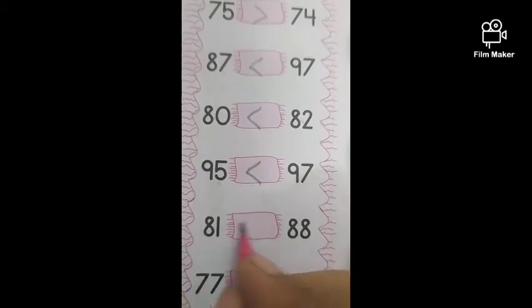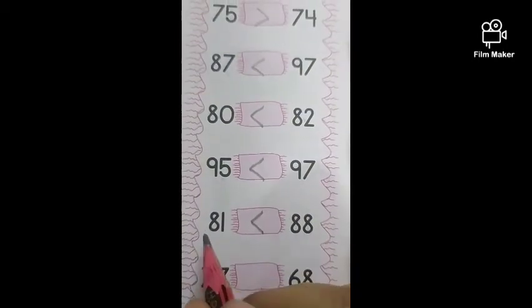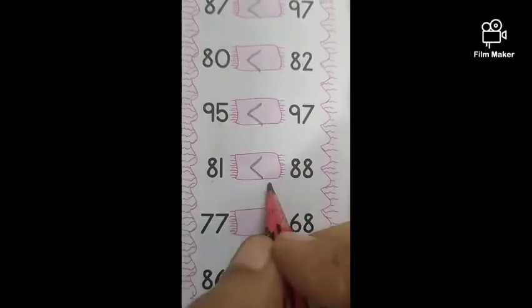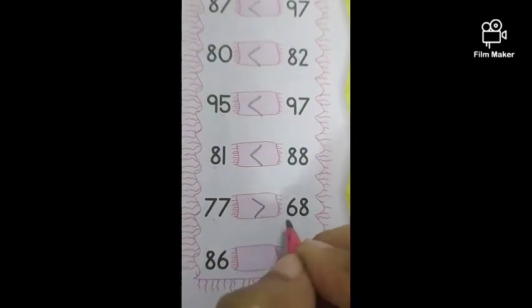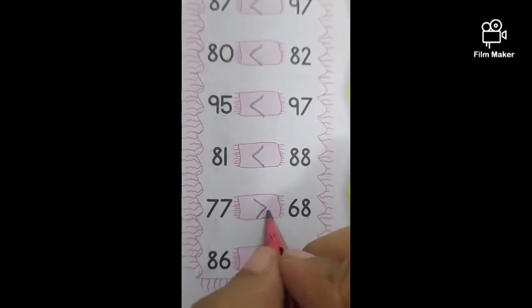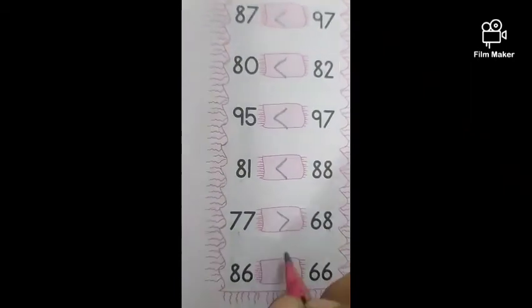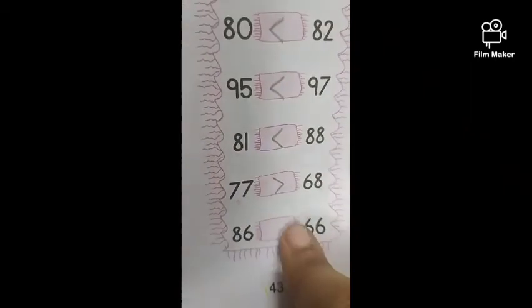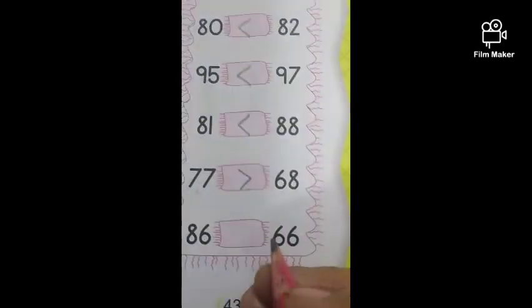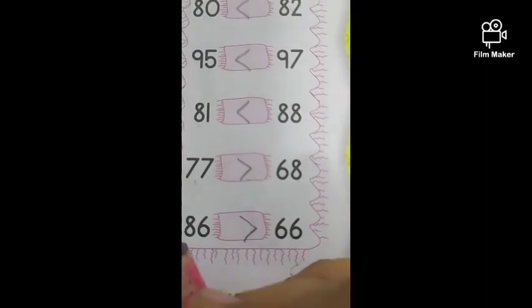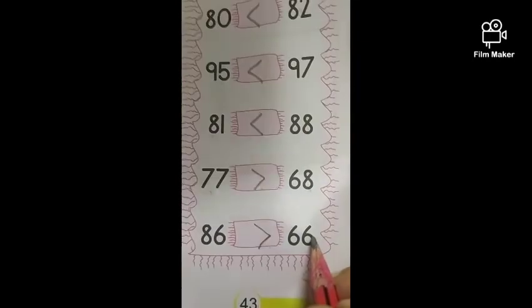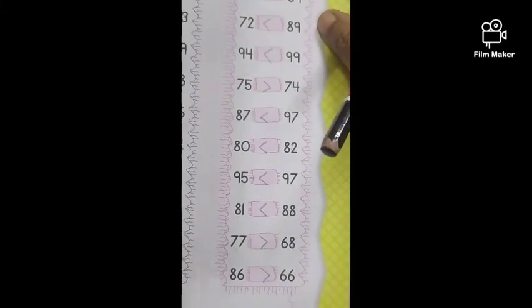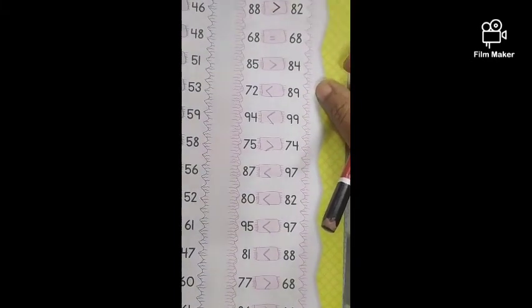81 and 88. This is small number, this is big number, so 81 is lesser than 88. 77 and 68. 77 is greater than 68. And 86 and 66. Which number is greater? 86. So 86 is greater than 66. So now we have finished all the 3 lines. So kindly complete it. Okay.